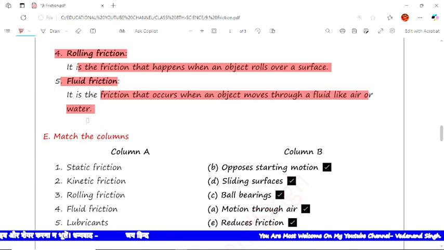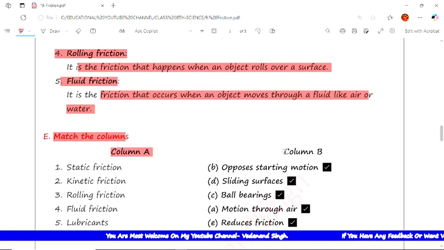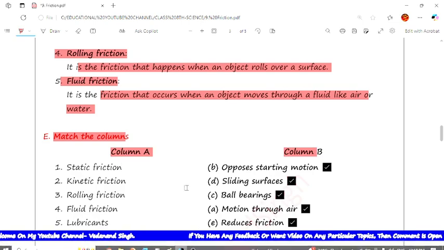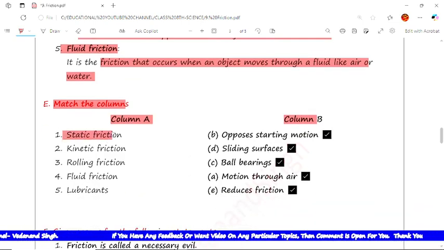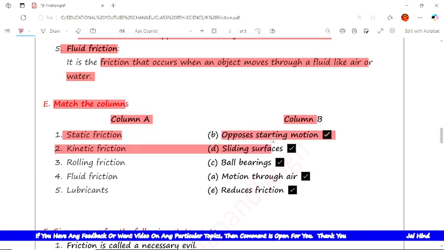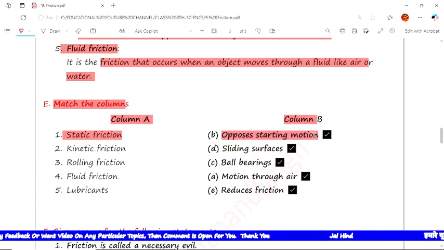Now the next type of question is match the columns. Here two columns are given, column A and column B. In column A, the words are given. In column B, we have to give the proper matching. So the first is static friction. That is opposing static motion. That is the one, B.